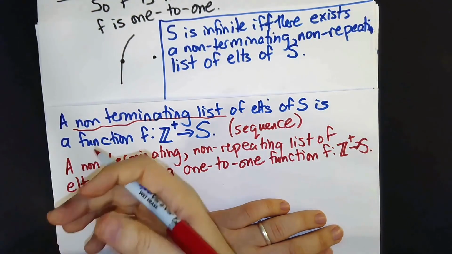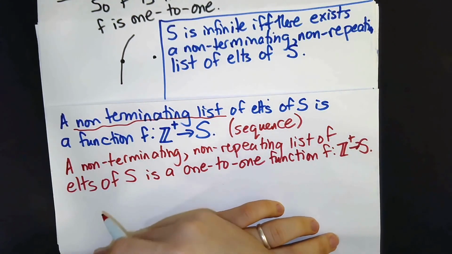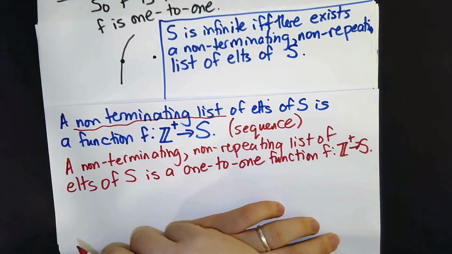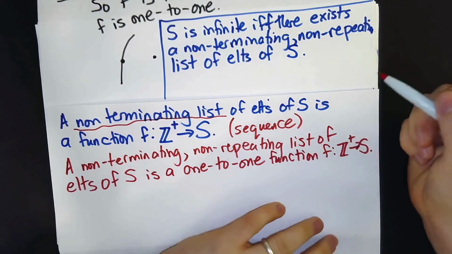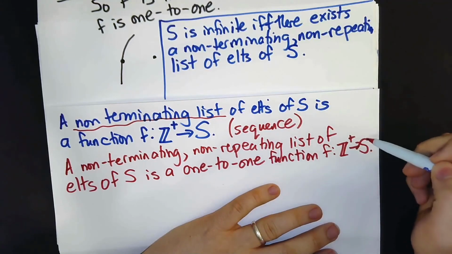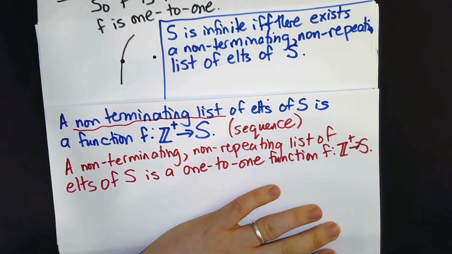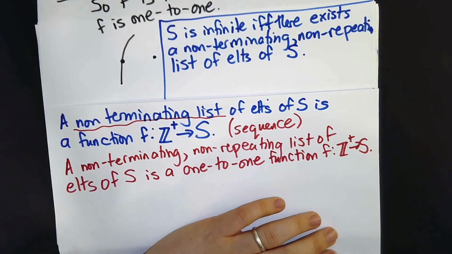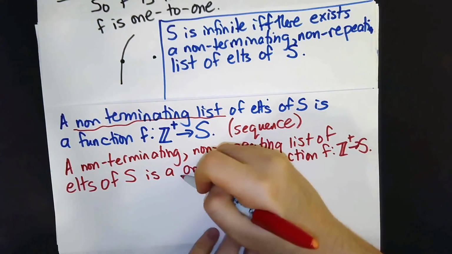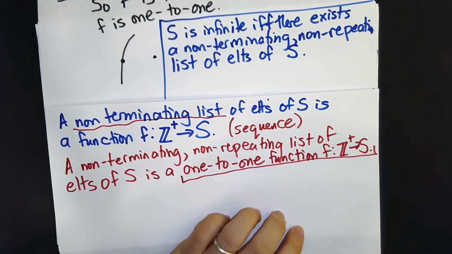So what this means is that going forward, whenever you're talking about a set, and what you know about the set is that it's infinite, you can replace that, or use that fact that it's infinite, to come up with a one-to-one function from the positive integers to that set. That's what being infinite really tells you about a set. At its foundation, it's telling you that there's a one-to-one function from the positive integers to that set.